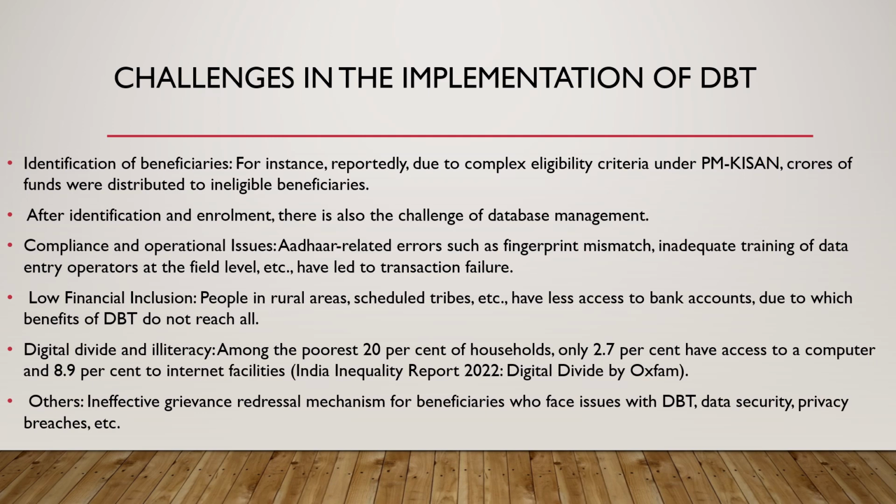Then we have low financial inclusion. People in rural areas, scheduled tribes, etc., have less access to bank accounts, due to which benefits of direct benefit transfer do not reach all. Then we have digital divide and illiteracy among the poorest 20% of households. Only 2.7% have access to a computer and 8.9% to internet facilities. India Inequality Report 2022, on the digital divide, by Oxfam.